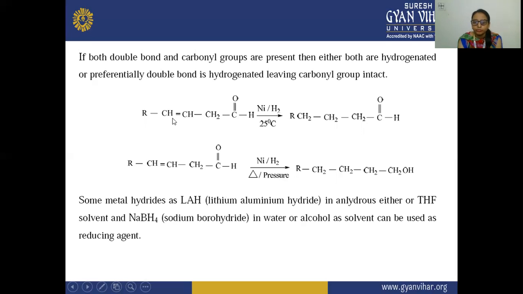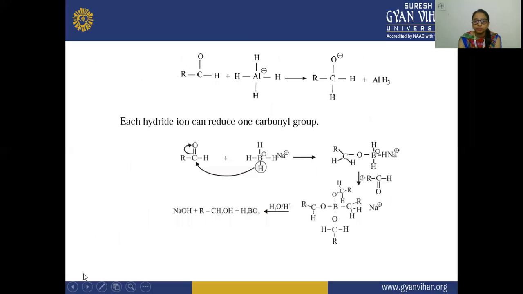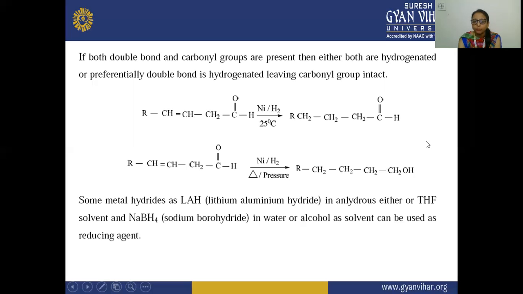Here you will see, if both a double bond as well as a carbonyl group are present, then on hydrogenation there is a hydrogenation on this double bond, and this carbonyl group will remain as it is. Here this double bond gets hydrogenated and is transformed into a single bond in the presence of nickel at 25 degrees centigrade. Same here, but here both the aldehyde as well as the double bond get reduced, because the alcohol is formed as well as the alkane.